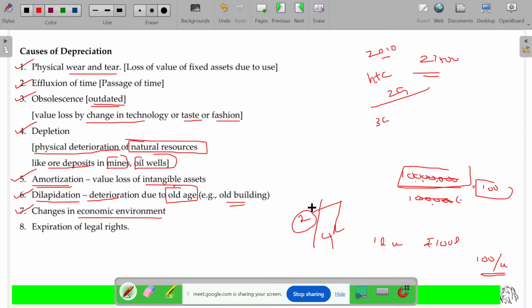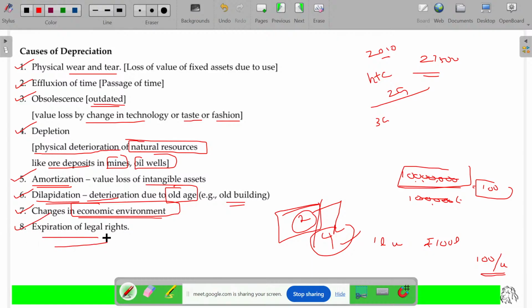Why don't we use it? We become richer and we become above-average people. We are capable of using the better one. Economically, we are now superior. Of course, this two-wheeler is still usable, but I don't want to use it because of the change in economic environment.